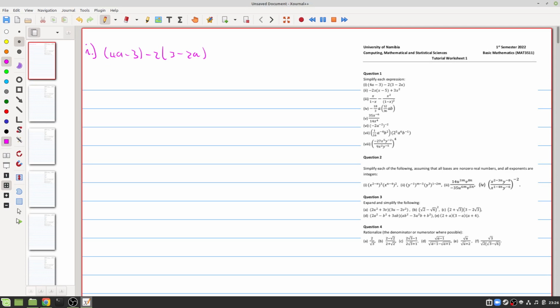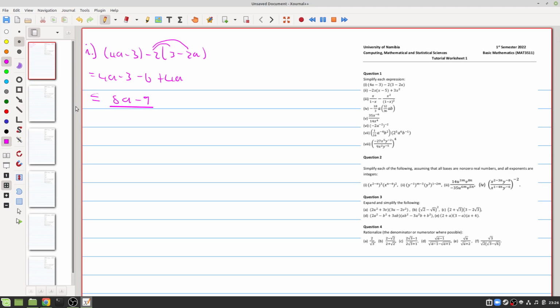So the first 4a minus 3, we can just rewrite that as 4a minus 3. Then we have to multiply the negative 2 into this bracket. So negative 2 times 3 is negative 6, and negative 2 times negative 2a will be positive 4a. And then we just collect our like terms, so 4a plus 4a, that's 8a, and negative 3 minus 6 is negative 9. And that's our answer. Let's underline that.